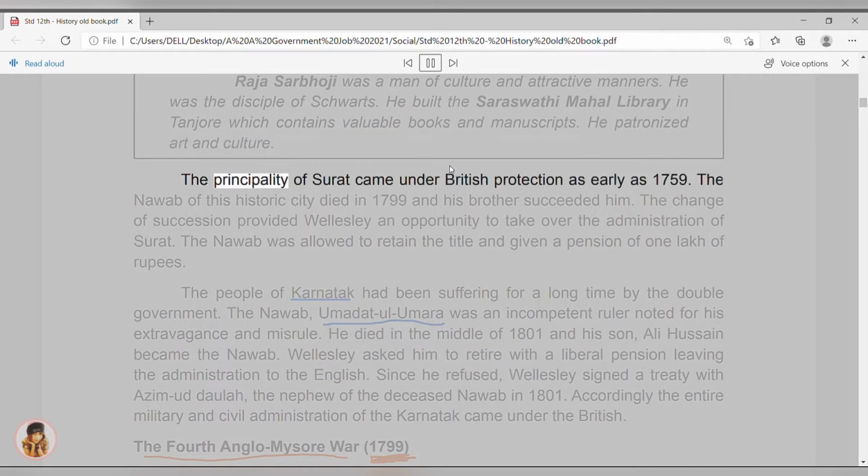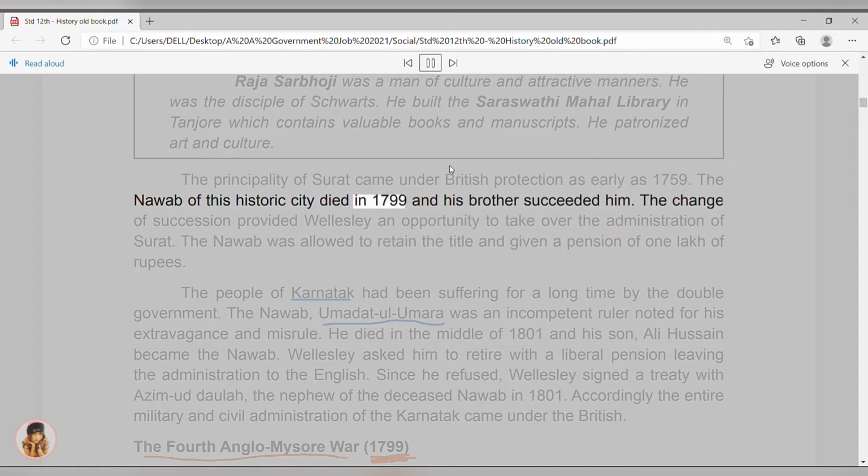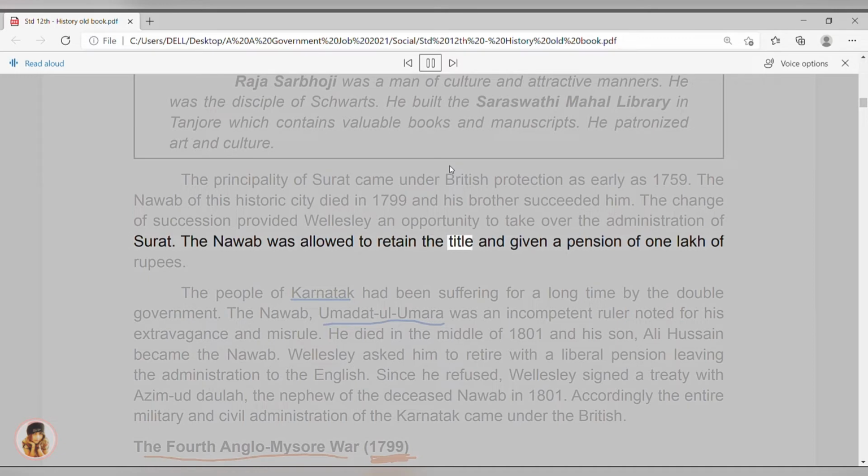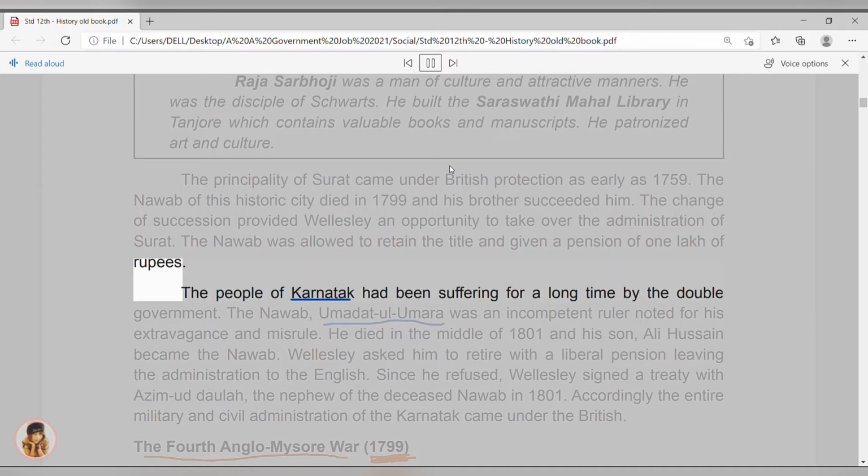The Principality of Surat came under British protection as early as 1759. The Nawab of this historic city died in 1799, and his brother succeeded him. The change of succession provided Wellesley an opportunity to take over the administration of Surat. The Nawab was allowed to retain the title and given a pension of 1 lakh of rupees.